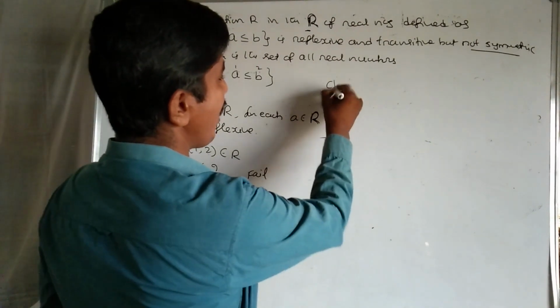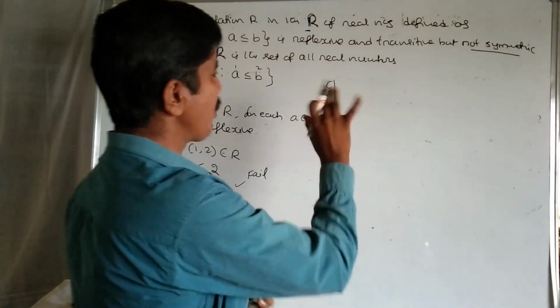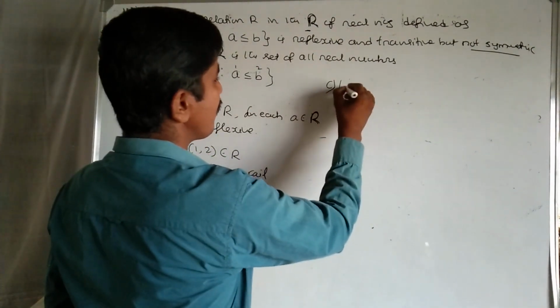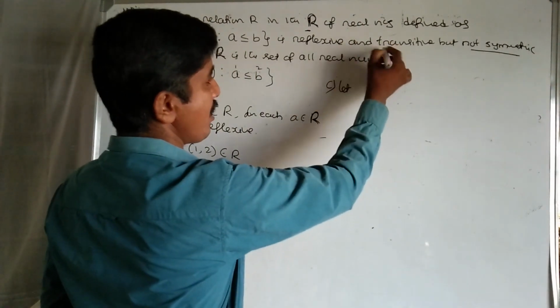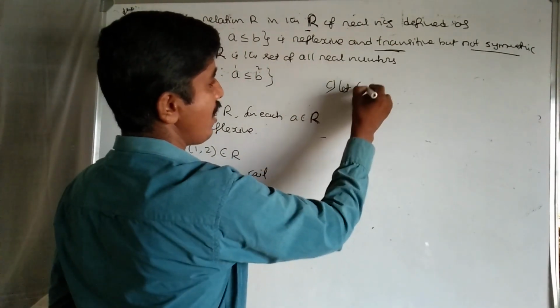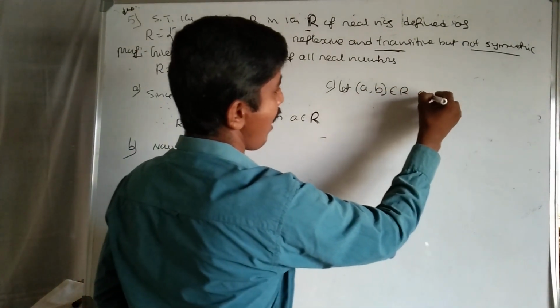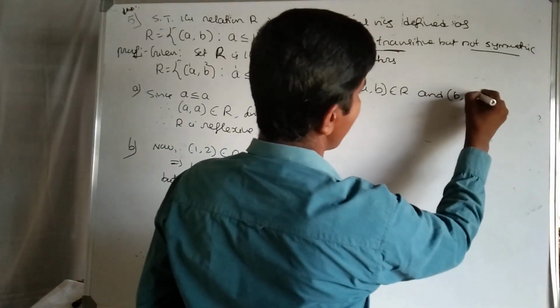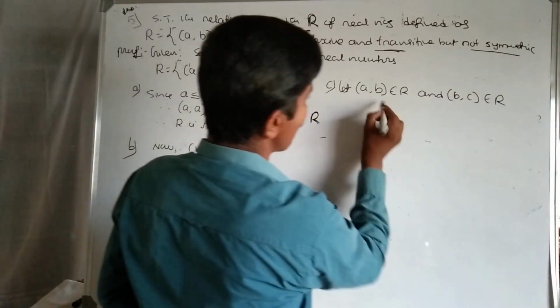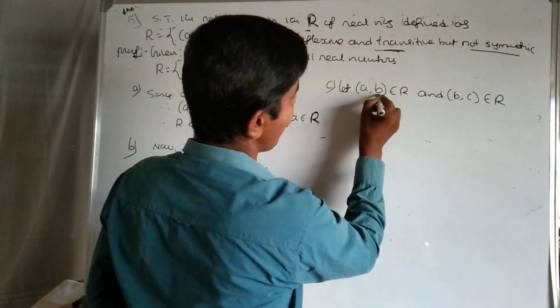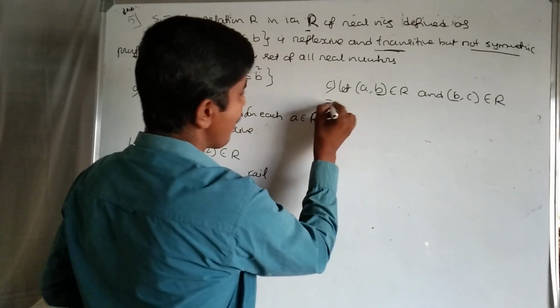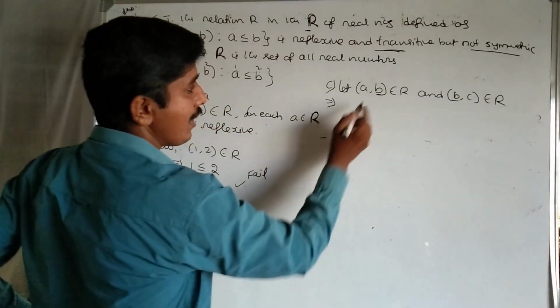Next, the transitive case. Let's take two elements in the relation, because we are going to prove it is transitive. The question is to prove that it is transitive. Therefore, I am taking elements. Let (a, b) belong to the relation and (b, c) belong to the relation. Observe, in these two ordered pairs, the middle elements are equal. Here b is equal. Now write the relation between a and b.